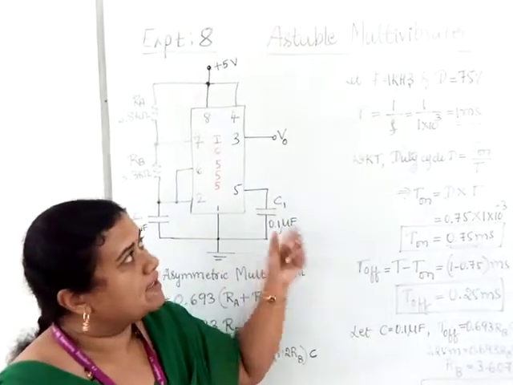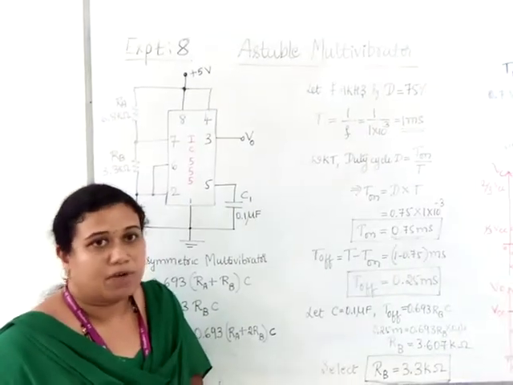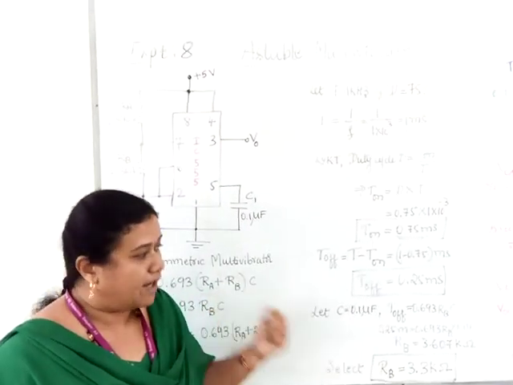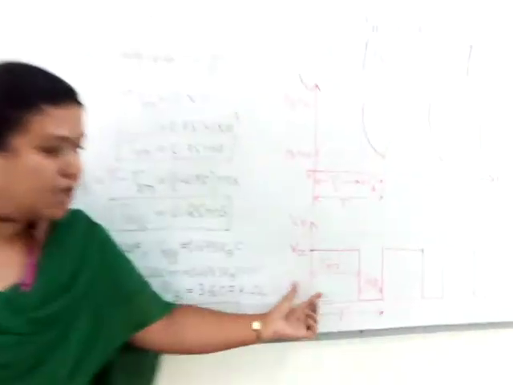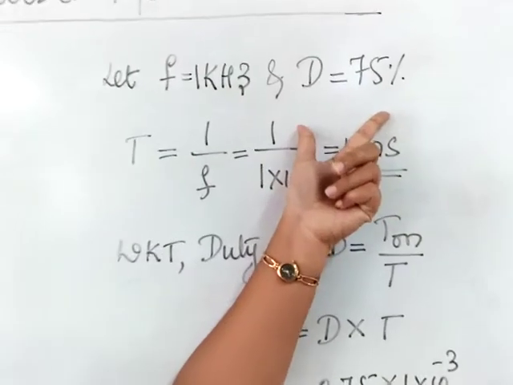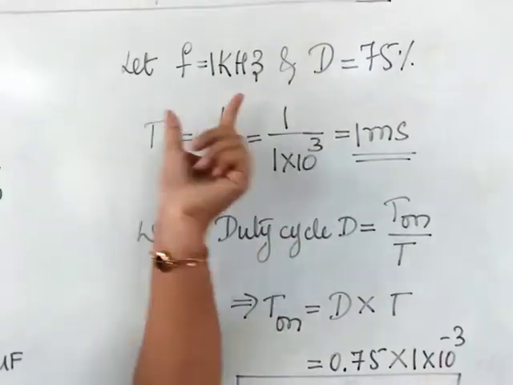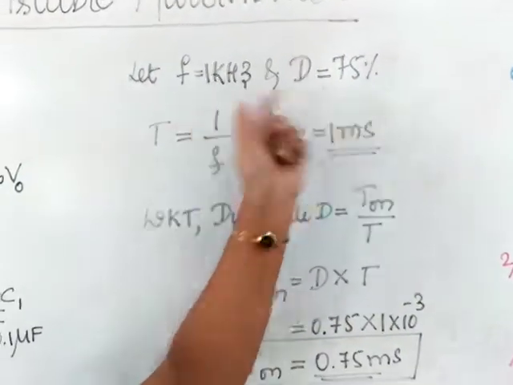The aim of this experiment is to design and set up an astable multivibrator to generate oscillations of this type, for the given frequency and the given duty cycle. So we need to generate the oscillations for the given frequency and for the given duty cycle.